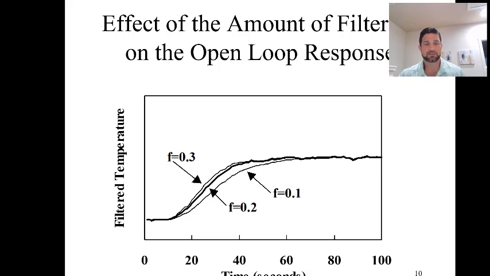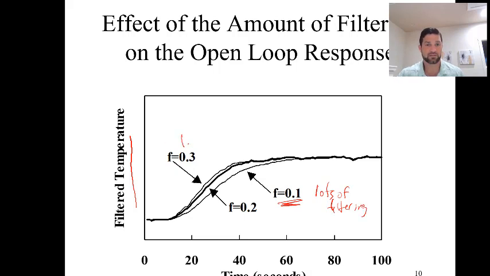Here are some examples of how the process can look. This is the effect of filtering on an open loop response. Here we have filter temperature as a function of time, and it looks like there was a step change made to the input to the process. So for a very small f, this right here is lots of filtering.